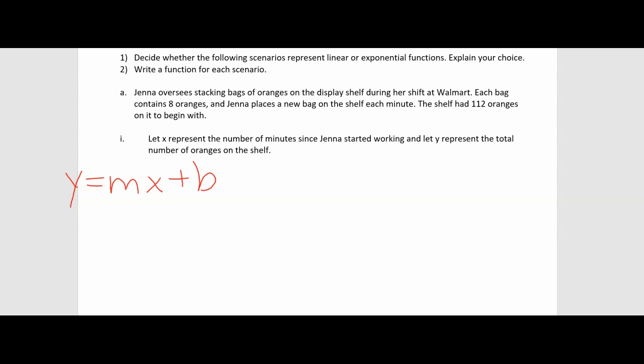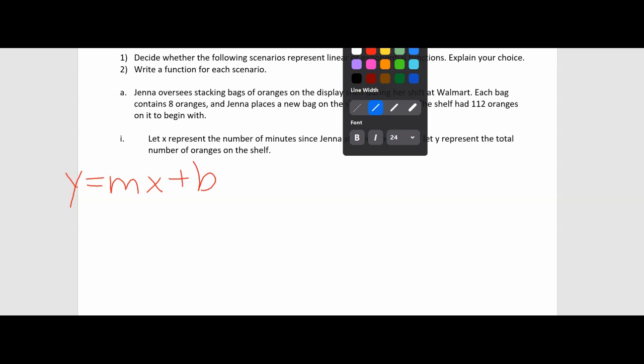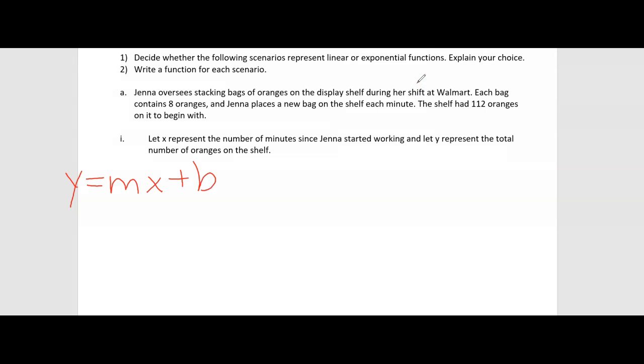Well, can we figure out either of those? Do we know what our y-intercept is? Do we know what our slope is? Well, it says the shelf had 112 oranges on it to begin with. So that's essentially our initial value. That is our y-intercept. When x is equal to 0, and x is the minutes, so when 0 minutes have passed, there's 112 oranges on the shelf, because that's the amount that was there to start. So I don't know quite what my slope is yet, but I know my y-intercept is 112.